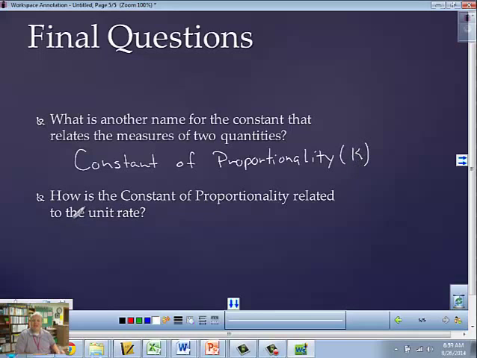Now, the other question is, how is the constant of proportionality related to the unit rate? Well, quite simply, they are, wait for it, the same. Okay, so we've done a lot of work with the unit rate. Now I'm going to just switch the vocabulary a little bit and start calling it the constant of proportionality, and you need to understand that they're the exact same. We're not finding them any differently.